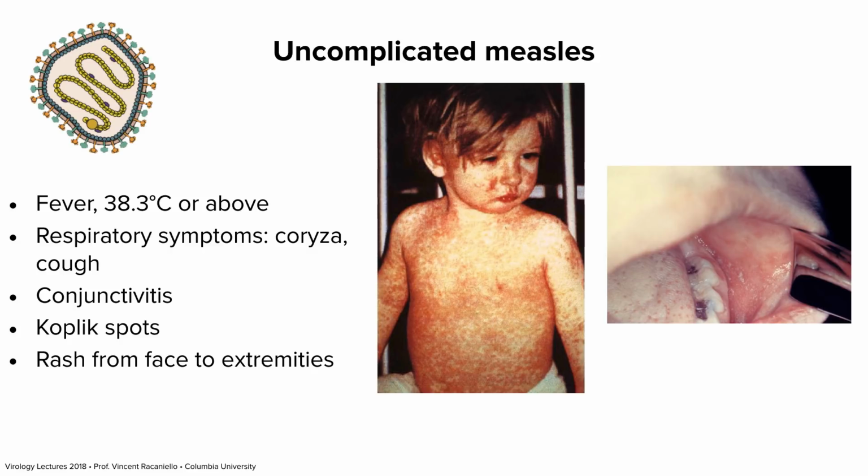So that's a child with measles all over the body. Also early in infection, you can see spots in the mouth, these little white things. You can tell that a kid has measles before the rash because of these; they're called Koplik spots.